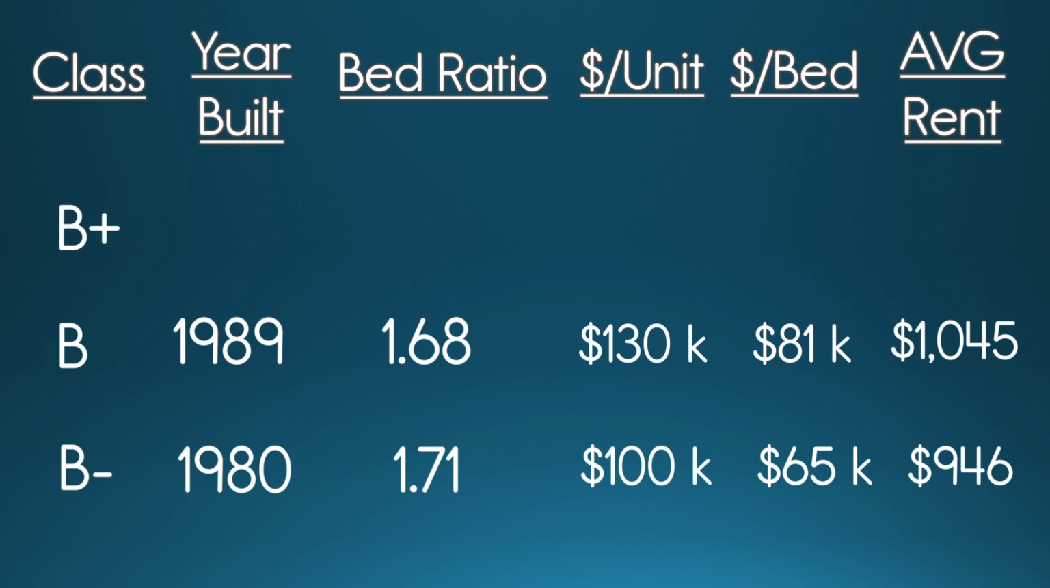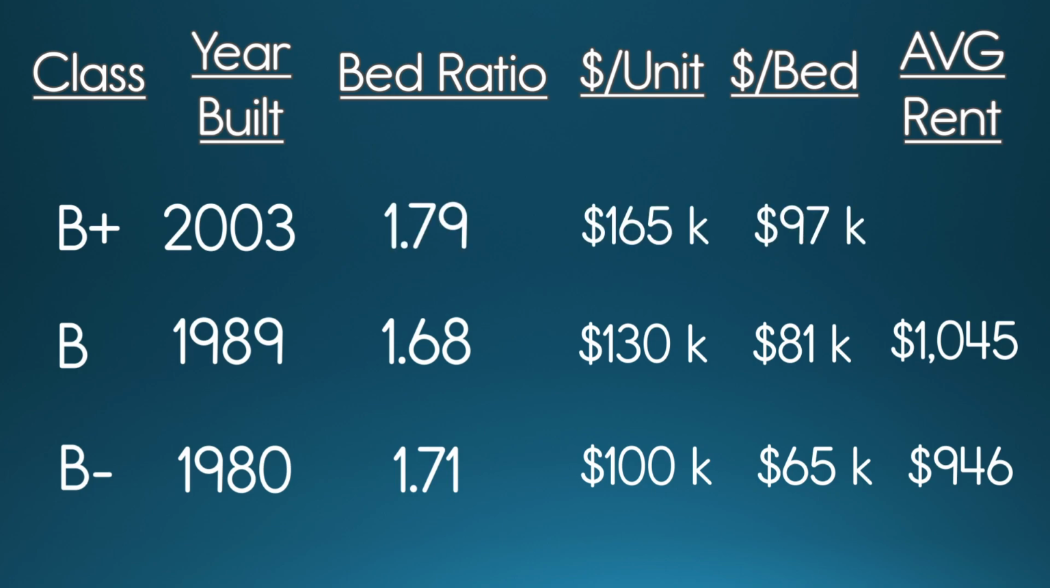For the B pluses, now we're in the early 2000s to mid 2000s. Bedroom ratio is roughly the same, $35,000 a unit jump, and we're going up $250 a month. Now you may be thinking of jumping from a B minus to a B plus, but it's still really hard to jump 2 classifications. I hardly ever see it. However, to go from a B to a B plus, that's the sweet spot.